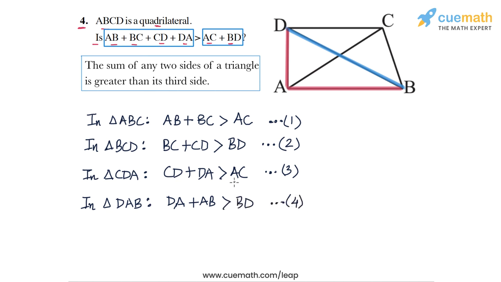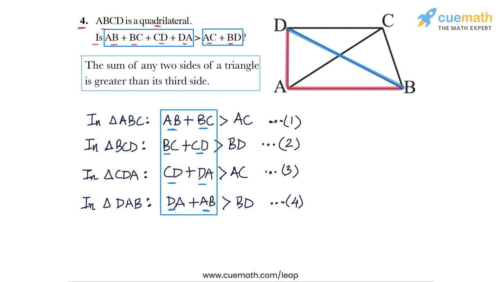So why did we do this? Well, we applied this property to these four triangles because now if you look at these four inequalities, on the left side, let's box all the terms on the left side, we see that each side of the quadrilateral is coming twice. So AB is coming twice in 1 and 4, then BC is coming twice in 1 and 2, then CD is coming twice in 2 and 3, and DA is coming twice in 3 and 4.